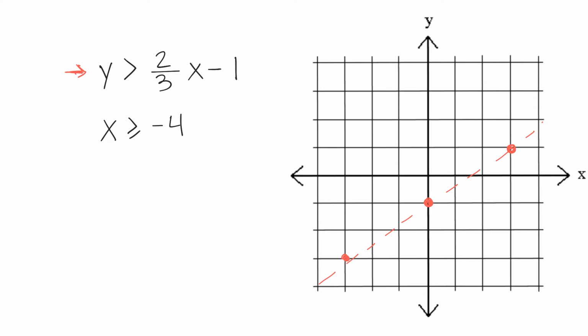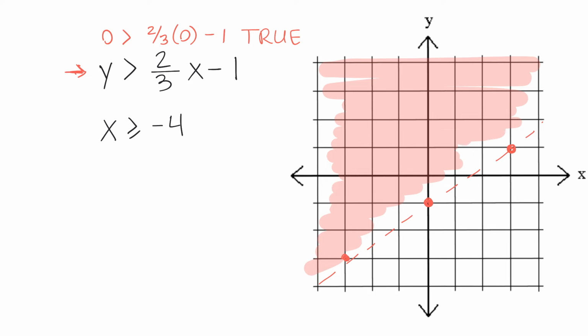And I'm going to choose my test point. I'm going to choose 0, 0 again. So I'm going to say 0 is greater than 2/3 times 0 minus 1. Is that true? Is 0 greater than negative 1? Yes, that's true. So I'm going to shade this whole red side of my graph, all the way. You have to go to all corners of the graph. You'll see why in a second. Okay, so there's 1 down.